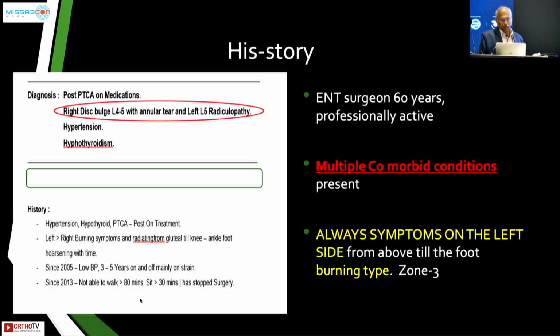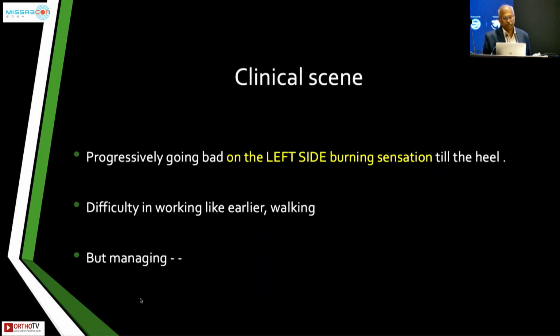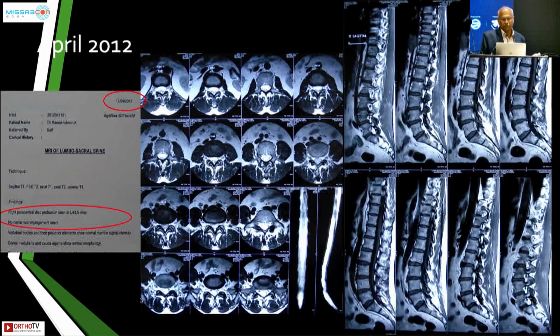He had multiple comorbid conditions. Everything is on the left side, symptomatic, nothing on the right side. His history starts in 2005. MRI, nothing reported, and the pictures are also the same. He has been going around, slowly getting worse, he has difficulty in working like earlier, being an ENT surgeon, but managed. April 12, same picture, a slight small bulge on the right side, nothing on the left side.